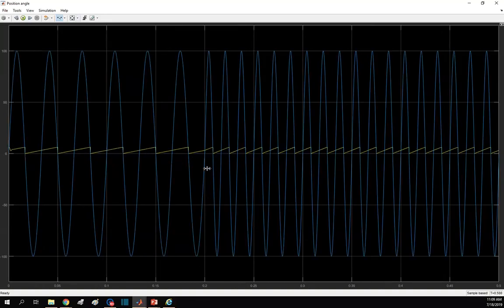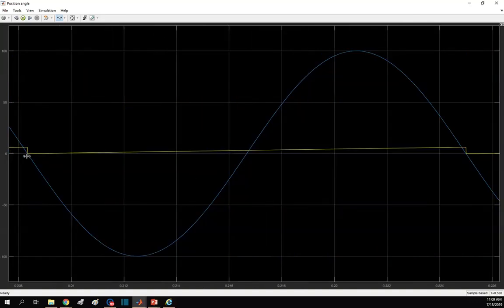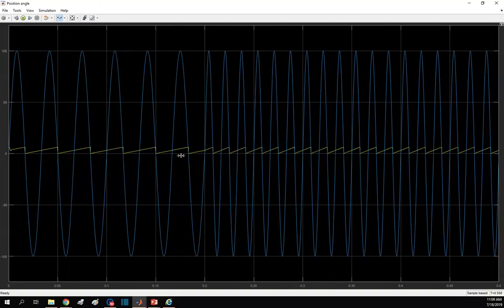After 0.2 seconds, since the input signal changed to 60 Hertz, our angle position is following that as well. So still beginning from here, 0 degrees to this 2 pi, exactly following the tested signal frequency.